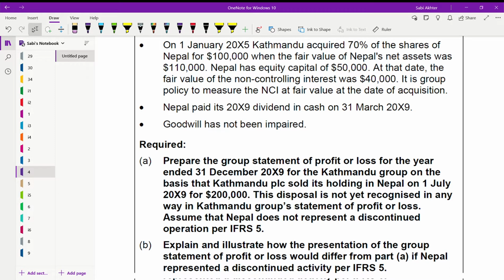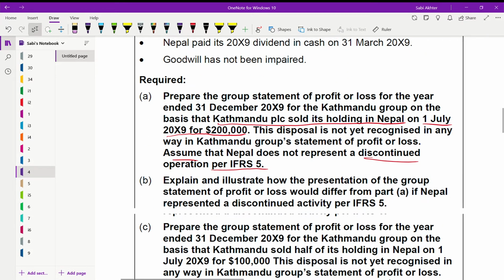Prepare the group statement of profit and loss for the year ended of Kathmandu Group on the basis that Kathmandu PSC sold its holding in Nepal on 1st of July 2009 for 200,000. This disposal is not yet recognized in any way in Kathmandu's group statement of profit and loss. It is not yet recognized. Okay. Assume that Nepal does not represent a discontinued operation per IFRS 5.